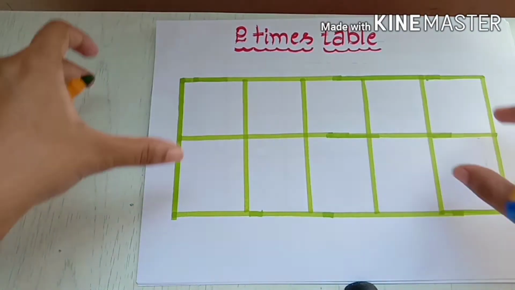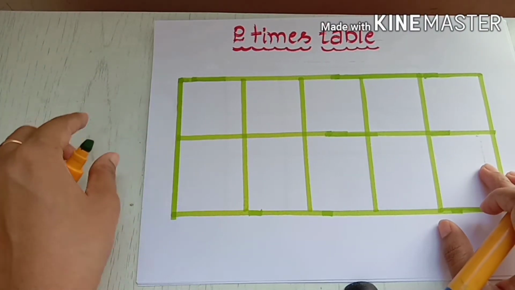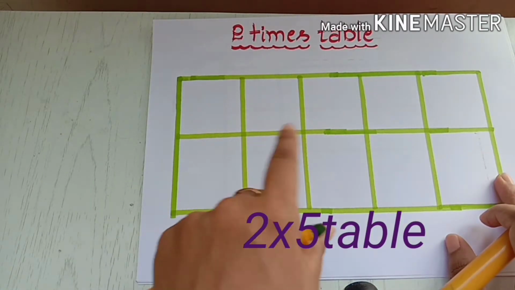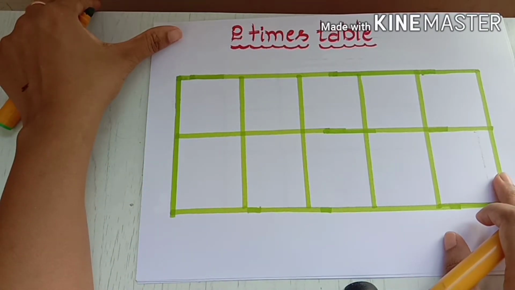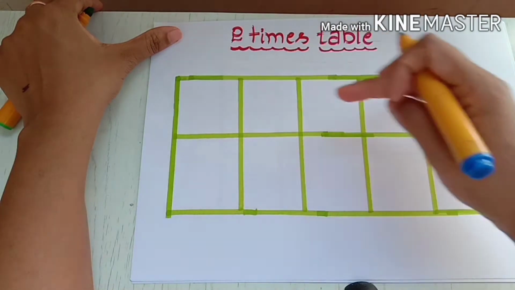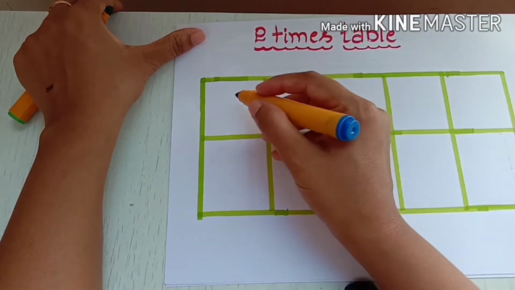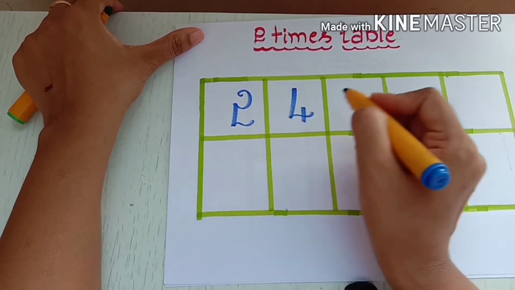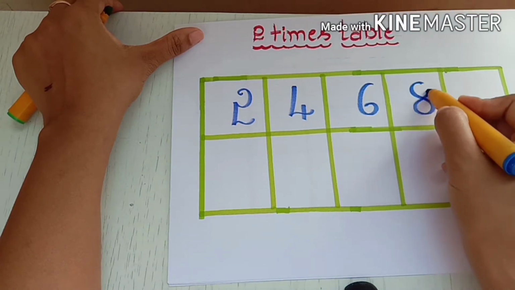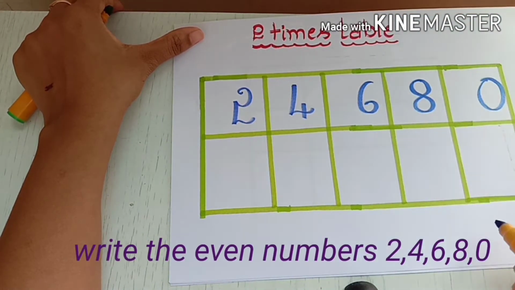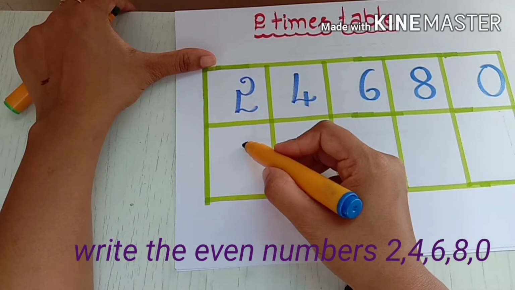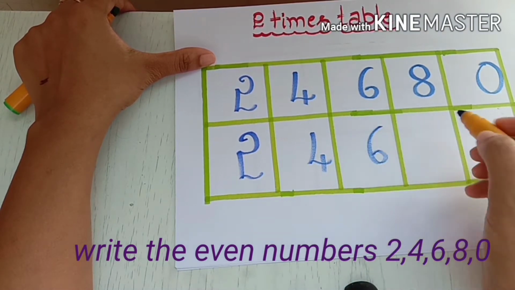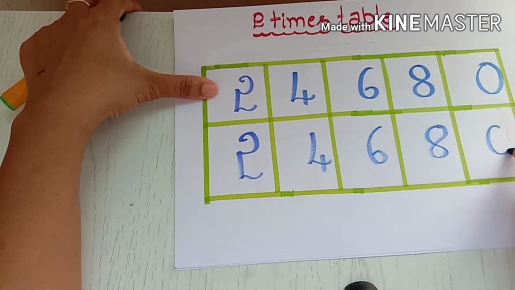For that, I have prepared a table like this. The number of rows is 2 and the number of columns is 5. We call it a 2 cross 5 table. So now in the first row I am going to fill in the numbers 2, 4, 6, 8, 0. And the same numbers I am going to write in the second row: 2, 4, 6, 8, 0.